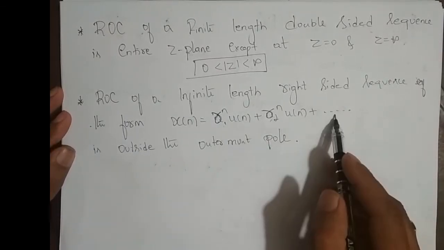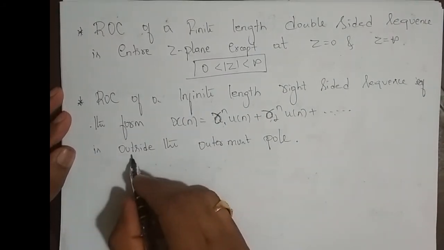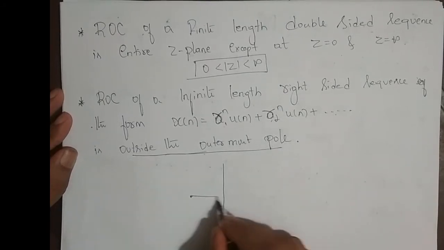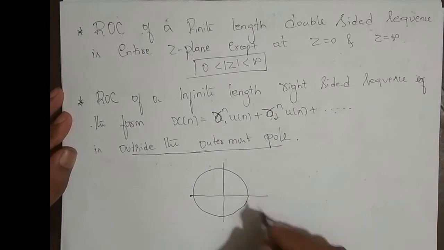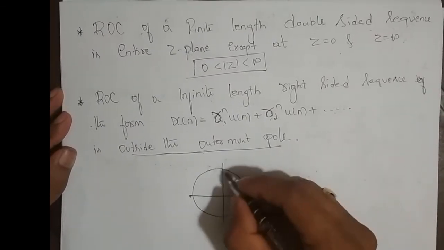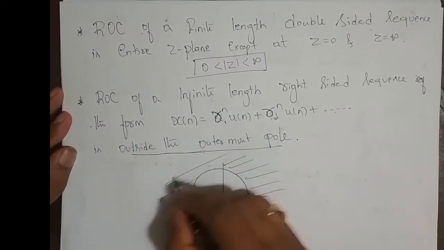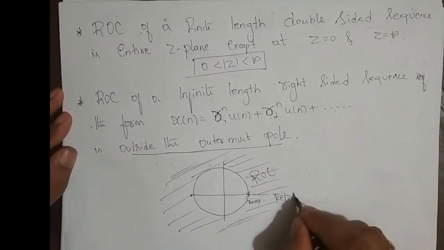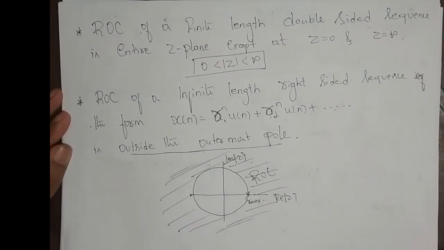If I have more than one right-sided infinite length sequence, then we have seen it, right? The ROC is outside the outermost circle. It is of the form something like this. This is the outermost circle R max, the maximum radius circle. It is outside the circle with radius R max. This is the ROC. This is real part of Z. This is imaginary part of Z.